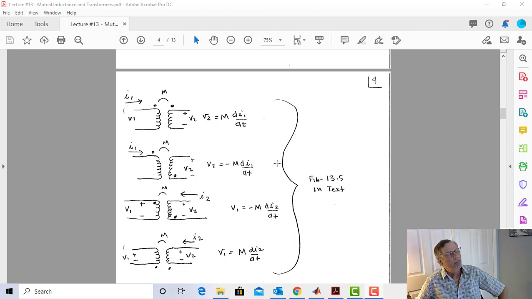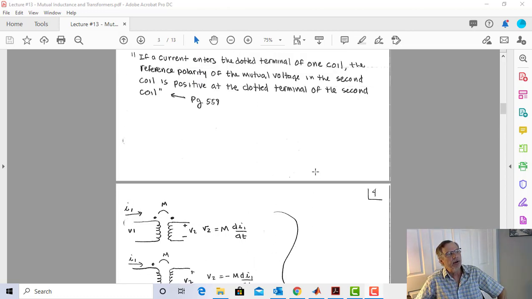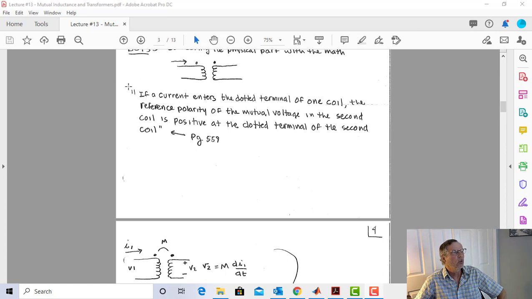All right, let's look one more time at our definition, and this is the only definition you should use. If you think you've found something and you say, hey, this looks like it always works, make sure that it's saying this, because this is the only thing that'll always work. If the current enters the dotted terminal, it induces a positive voltage at the dot of the other terminal.